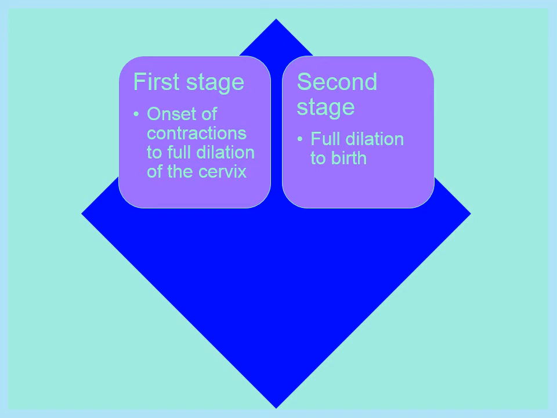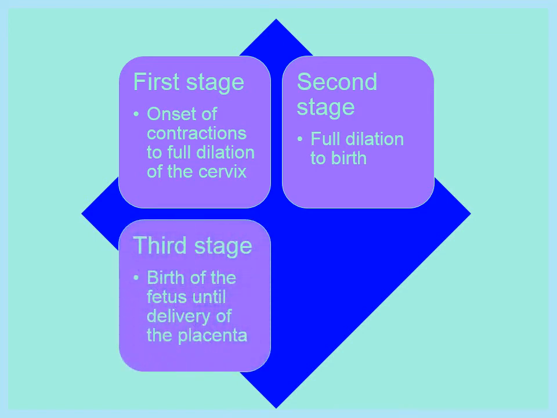During the active pushing phase, the woman has a strong urge to bear down as the fetus continues to descend and presses on the stretch receptors of the pelvic floor. The third stage of labor lasts from the birth of the fetus until the placenta is delivered.